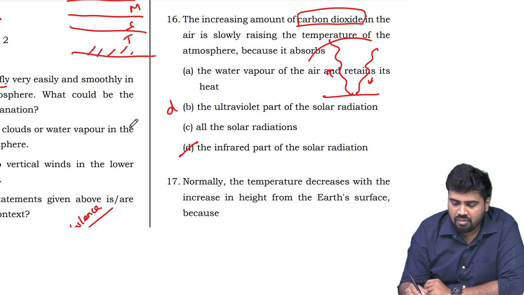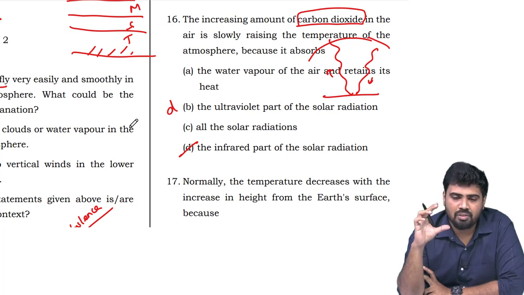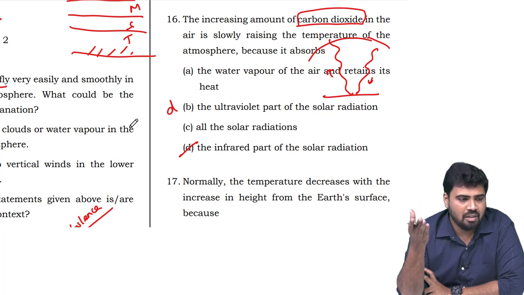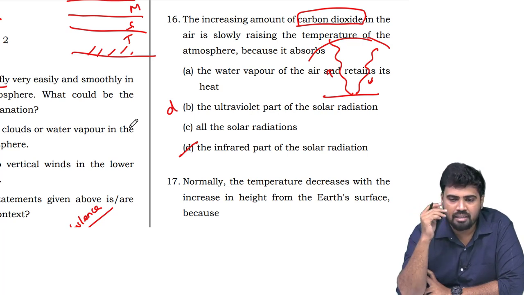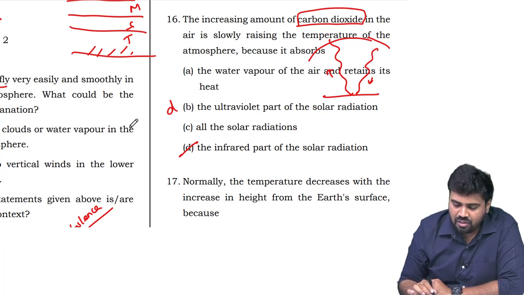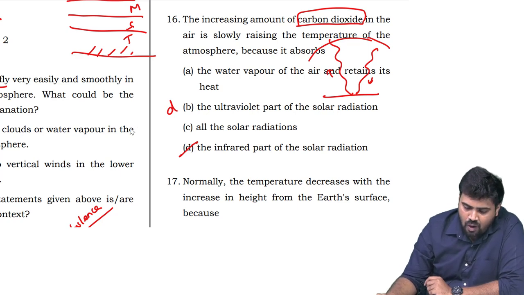That is the major concern. Actually, greenhouse gases are a protective layer. But due to anthropogenic emissions, we are increasing the extent of greenhouse gases. We know about that particular topic, right? Greenhouse effect. So that is the major problem. So the answer is the infrared part of solar radiation. So 16, option D, long wave radiation.